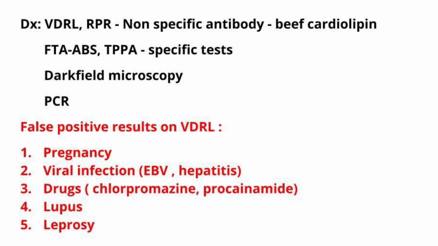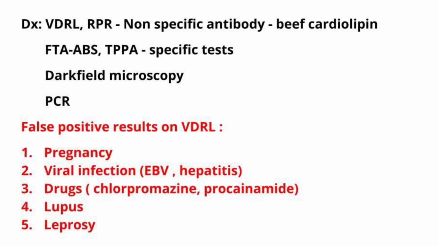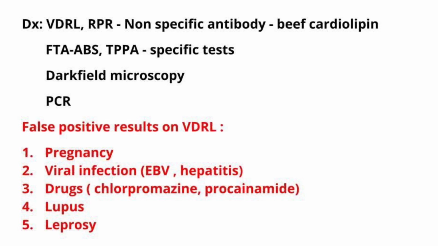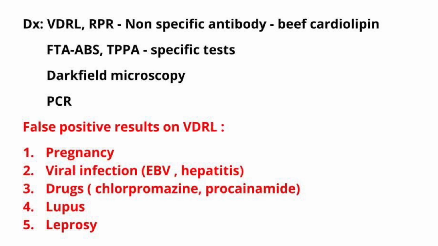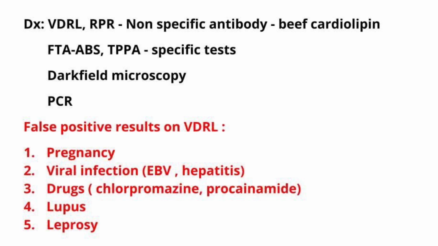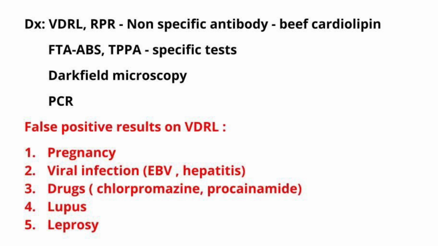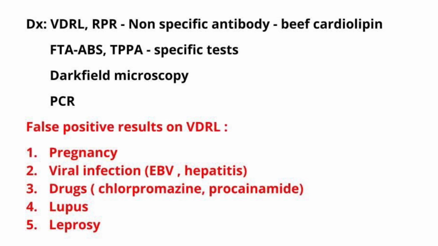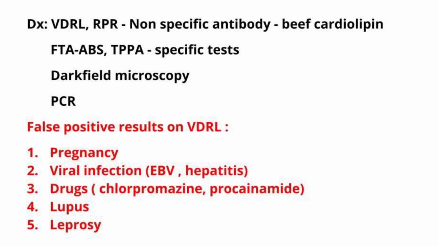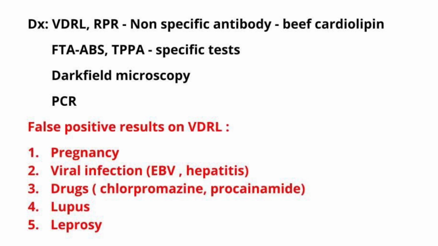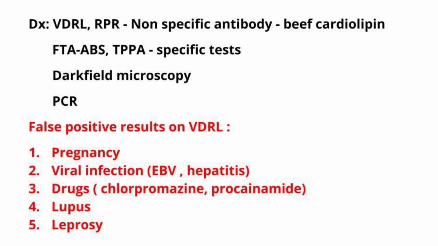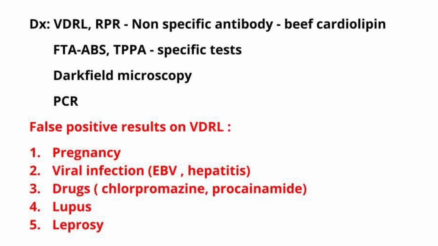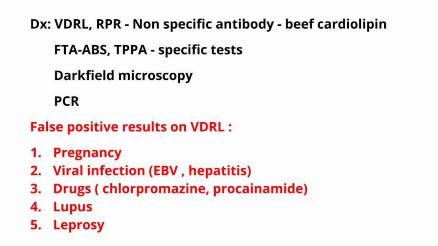The important point in syphilis testing is that many conditions show false positive results on the VDRL. We have to know them and remember them. Some of the important conditions which give a false positive VDRL test are pregnancy, viral infections, especially Epstein-Barr virus and hepatitis, drugs such as chlorpromazine and procainamide, and lupus and leprosy.